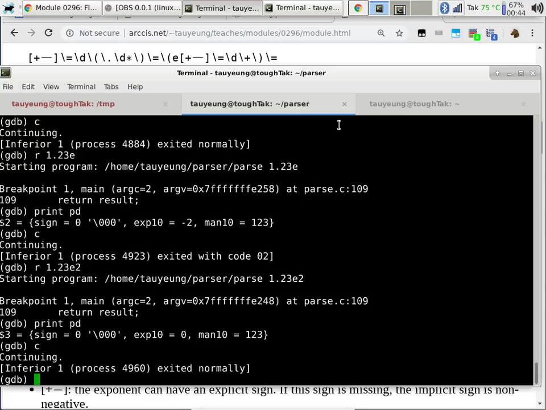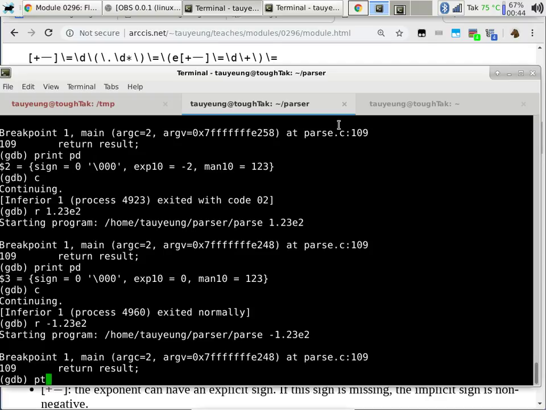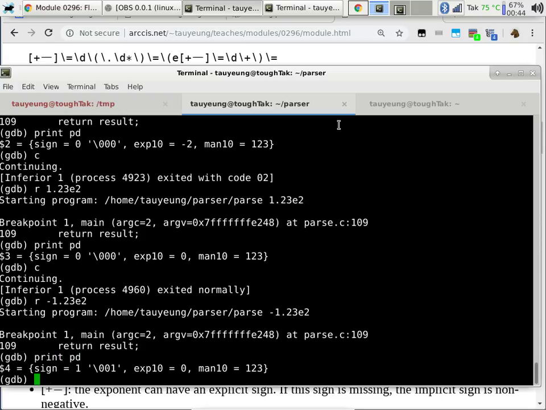Let's try the negative thing. So this time we'll run it one more time, and we'll specify a sign here, run the program, and print PD. And this time sign has a non-zero value, which means the number itself is representing a negative value. Everything else seems to work fine. So I just spot checked the program to make sure that it works for the most part. This is by no means a proof that the program works in all cases. It's really just a confirmation that it seems to work. Okay. So are we good so far with this program?